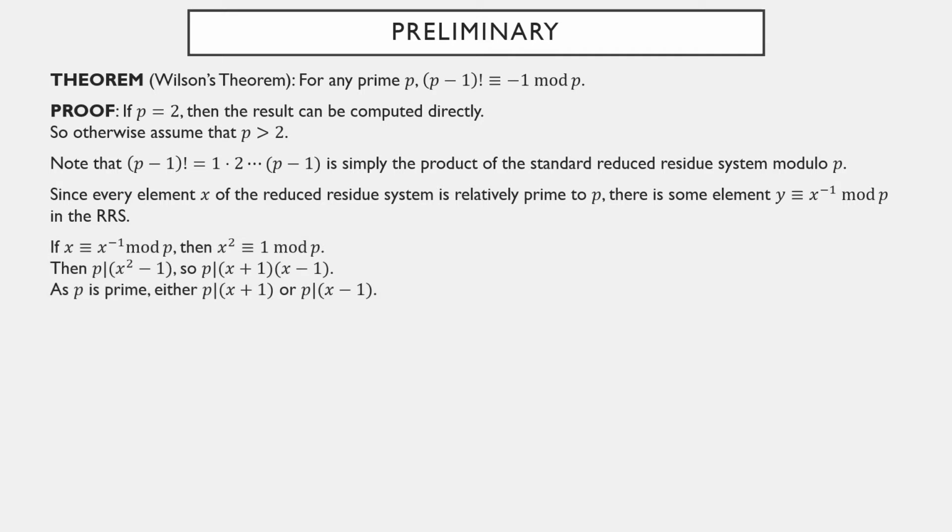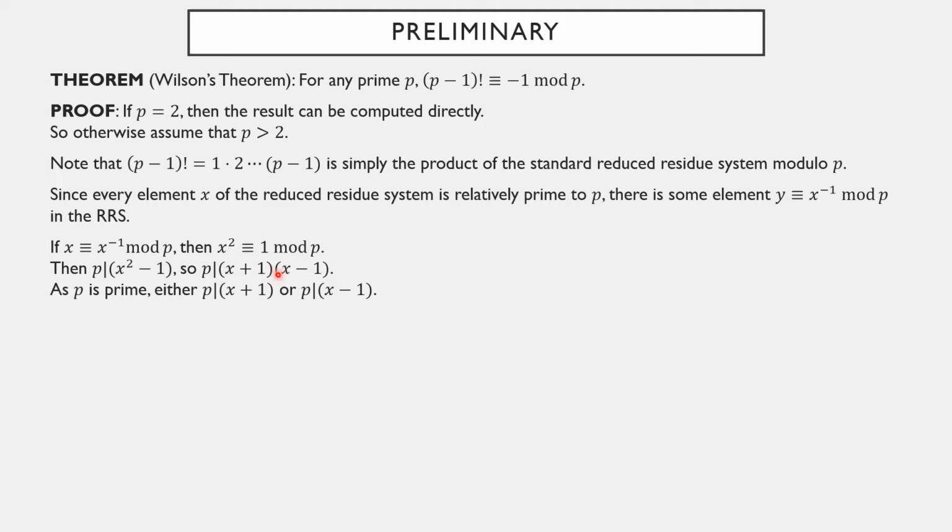So if x is equivalent to x inverse, let's assume I have something that has an inverse, but its inverse is itself. Well, if I multiply both sides by x, I get x times x, that's x squared, and x times x inverse is 1. So anything that is its own inverse will also solve x squared equivalent to 1 mod p. The definition of this is that p is a factor of x squared minus 1, which factors thusly.